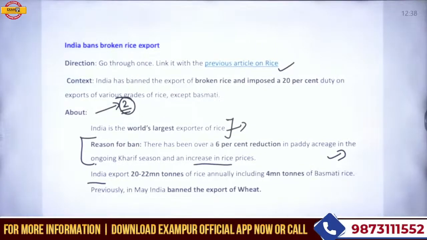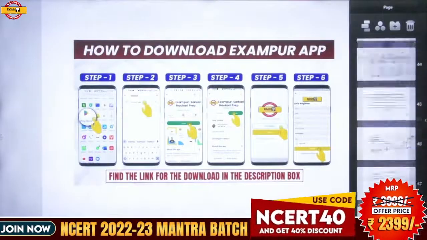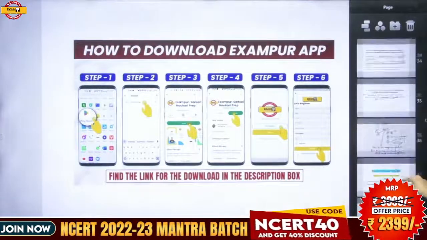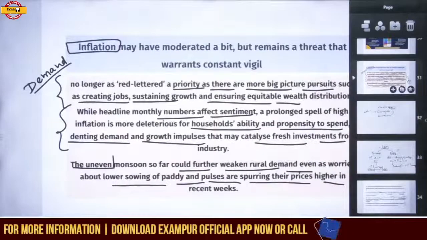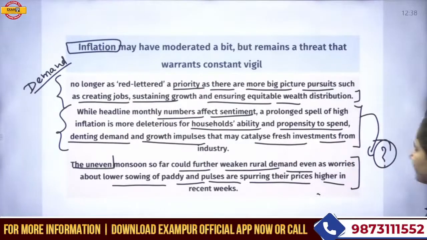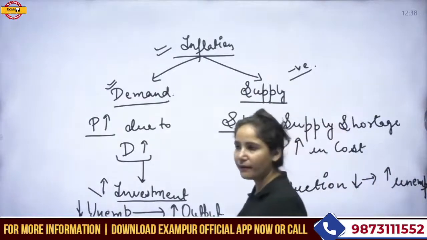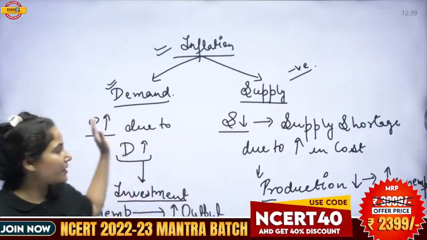So this is the point, what we have just talked about from the very start. In the first article, we studied inflation. Inflation has two sides. We talked about demand and supply. This is the positive side.